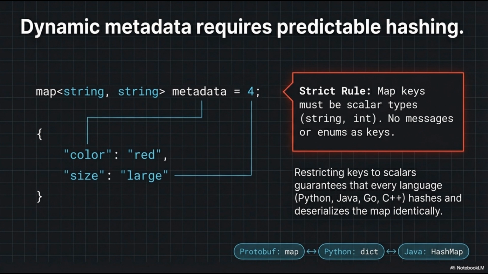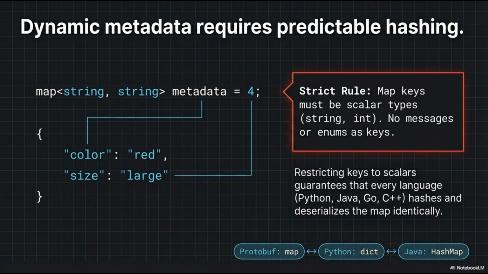Exactly. Under the hood, Protobuf actually serializes maps as a repeated list of hidden key value message pairs. If you allowed complex nested objects as keys, the wire format would become massively complicated. That sounds messy. It is. And, more importantly, hashing those complex objects consistently across entirely different languages like Python, Java, Go, and C++ would be a deterministic nightmare. That makes total sense. So restricting keys to scalars like strings or integers guarantees that every language hashes and deserializes the map identically.